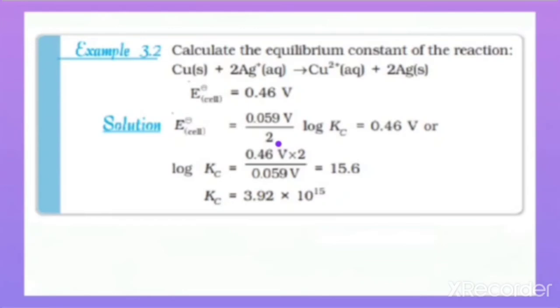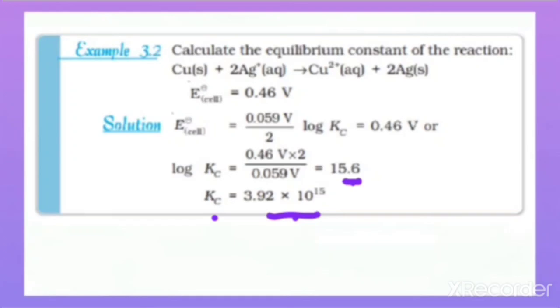Now the question is to calculate the equilibrium constant, that means we have to find Kc. The E naught cell value is given to us, so we substitute the E naught cell value. We find log Kc from this, and after getting the log Kc value, that is 15.6, we find the Kc value by taking the antilog of 15.6. So we get the value 3.92 into 10 to the power 15.